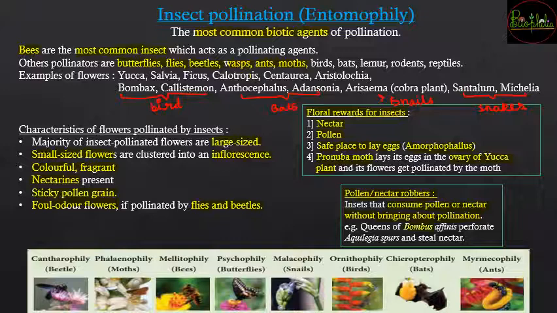Generally the honeybees. They are going to collect the nectar and pollen and they will store it in their beehives, and when they store it, this is going to convert into honey that we use. So these are the pollen or nectar robbers, the honeybees.